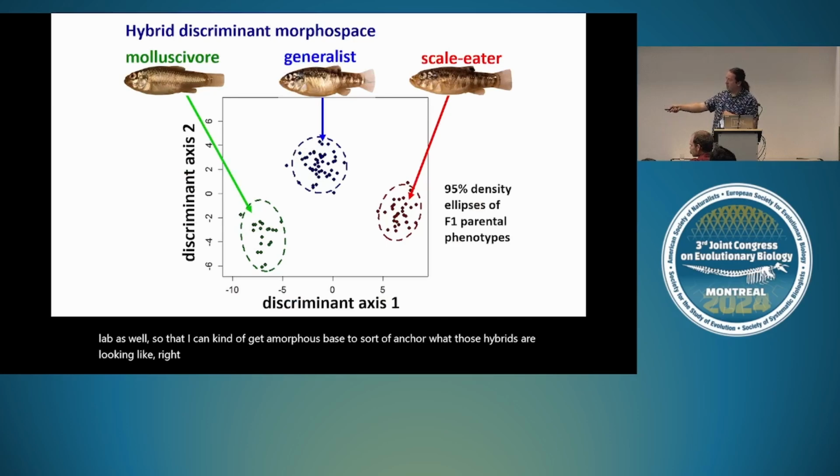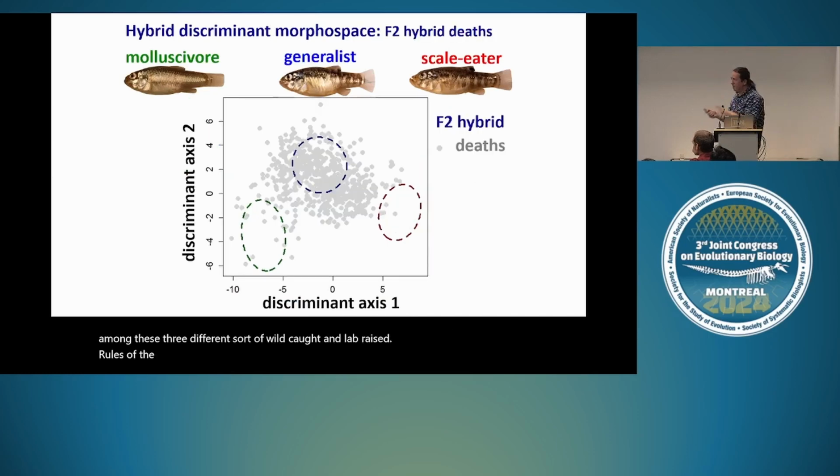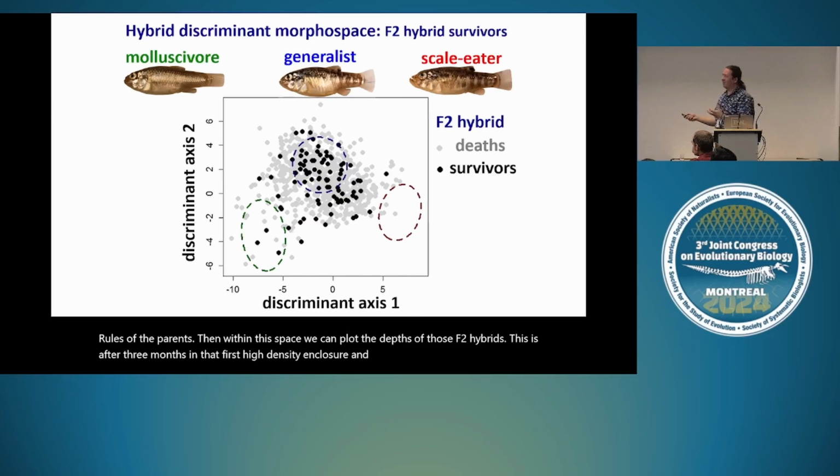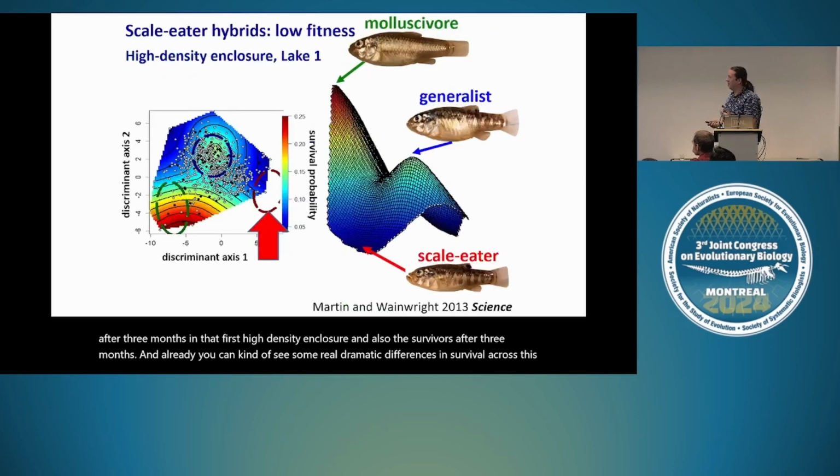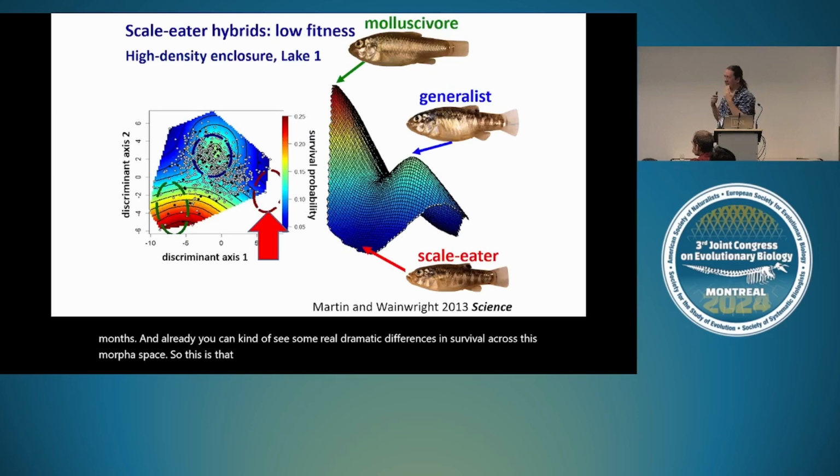So this is a discriminant function space just showing you the separation among these 3 different wild-caught and lab-raised individuals of the parents. Then within this space, we can plot the deaths of those F2 hybrids. This is after 3 months in that first high-density enclosure, and also the survivors after 3 months. And already you can see some real dramatic differences in survival across this morphospace. So this is that fitness landscape, connecting phenotype to survival in the wild for the first high-density enclosure, right?